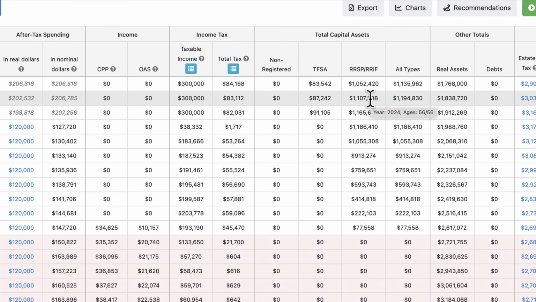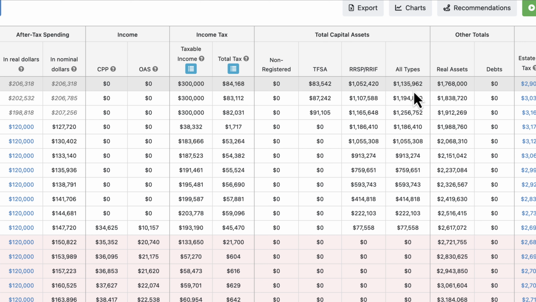Now, what do they have? I just mentioned you got to have the assets. So they've got about $1 million of assets. About 1 million is in RSPs, and they've got a little bit in a tax-free savings account. And they also have a house, about 1.8 million with no debts. You can see 0 debts against it.